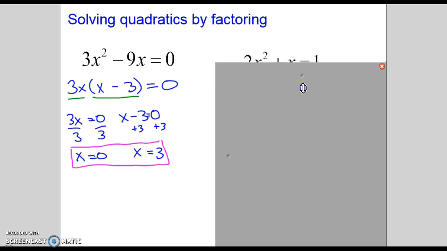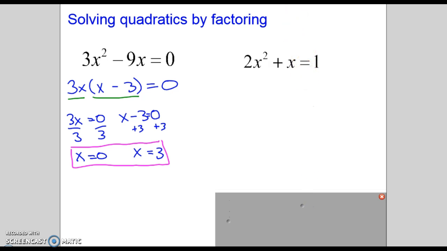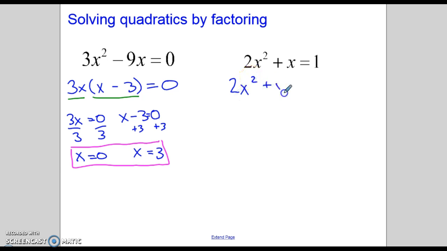One more example of factoring in which there's not a greatest common factor. So, first thing you're going to want to do is make sure it's equal to 0. So I'm actually going to subtract 1 from each side to get this. Then I'm going to try to factor this. Again, there's no greatest common factor, so I'm going to set up my parentheses.